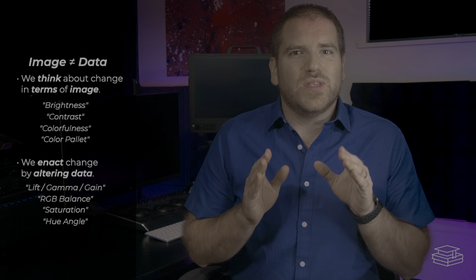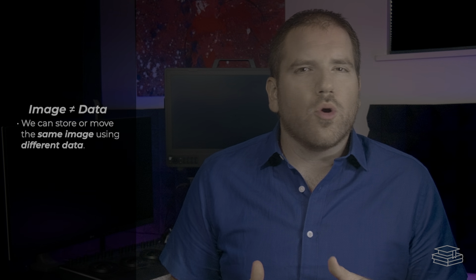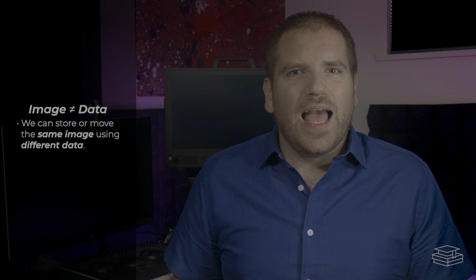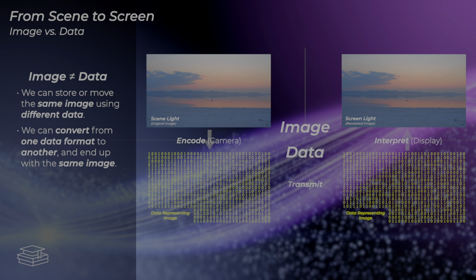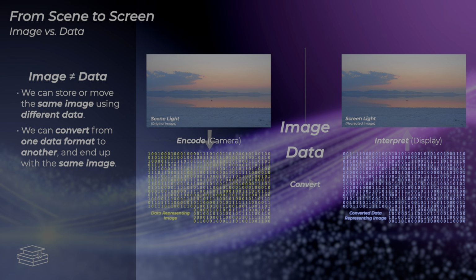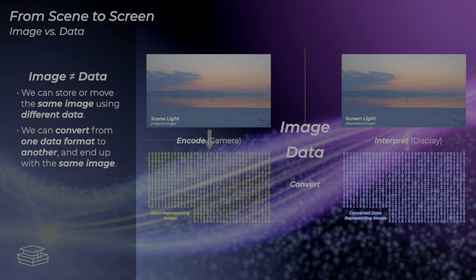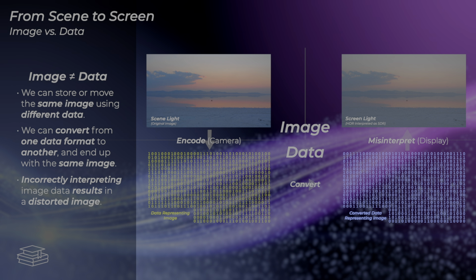The second big reason to understand the distinction between data and image is because it's possible to store or move the same image using different data. And so long as we interpret the data correctly at the display, we can convert from any data format to another and end up with the same image on the screen. If we accidentally or incorrectly interpret the data at the display, we'll end up with a different image than we started with or intended.